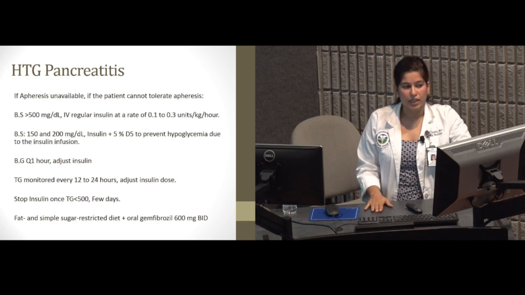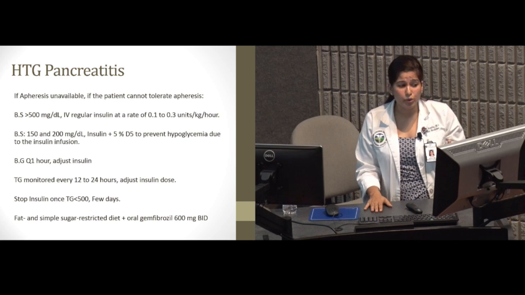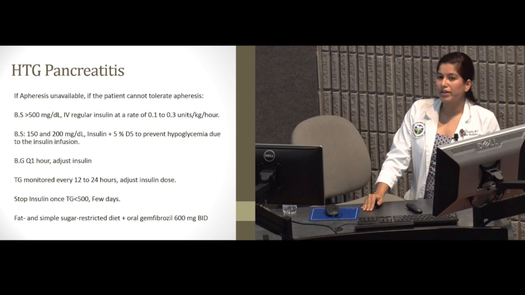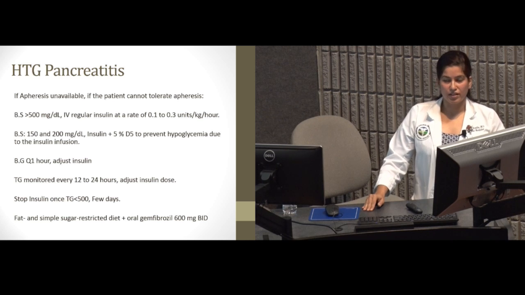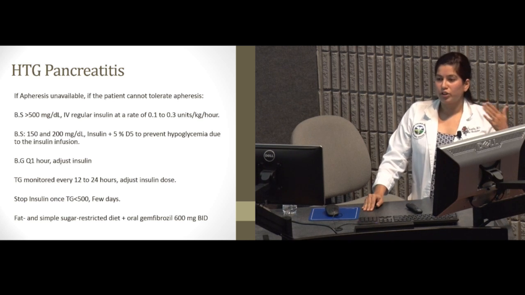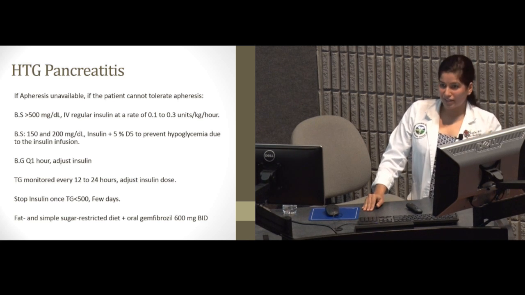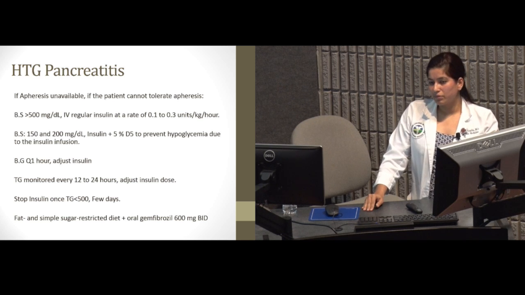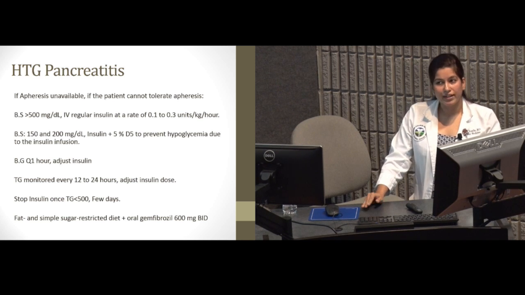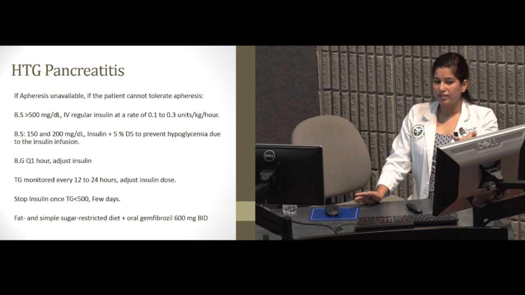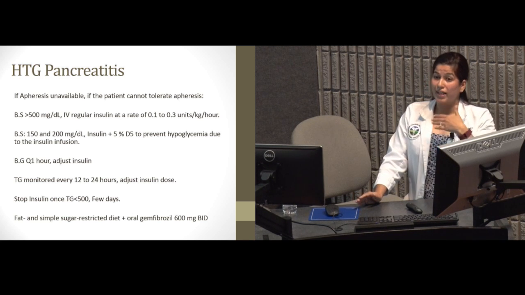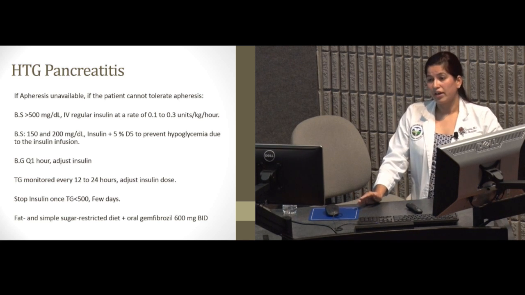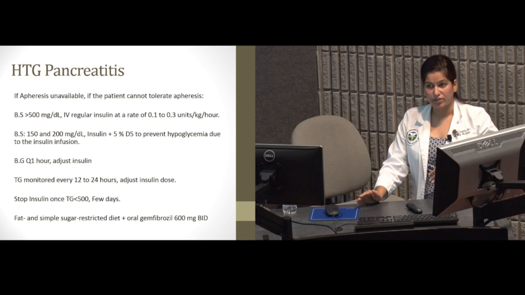So what we do is, there are 2 situations. If somebody comes in with uncontrolled diabetes, you can actually solve 2 problems with just one thing, insulin. So if somebody's blood glucose is more than 500, let's give them an insulin drip. And this is the rate, 0.1 to 0.3. This will help bring their glucose down. This will also help us get their triglycerides down.